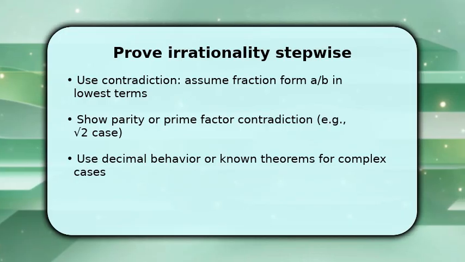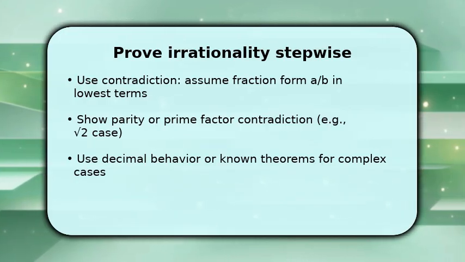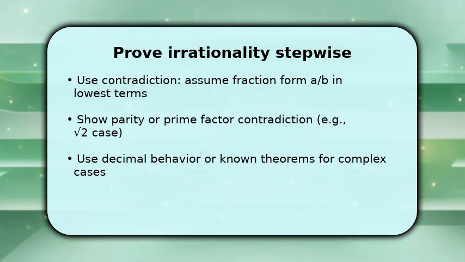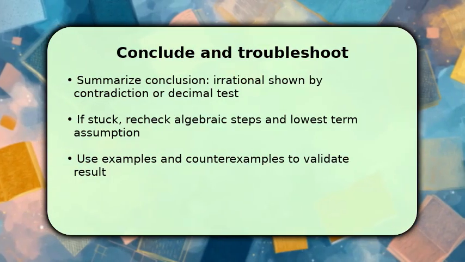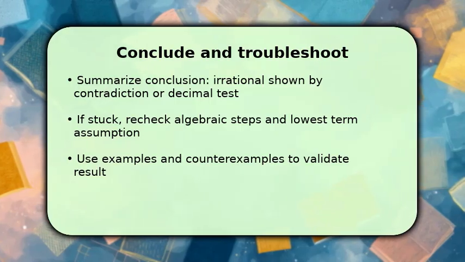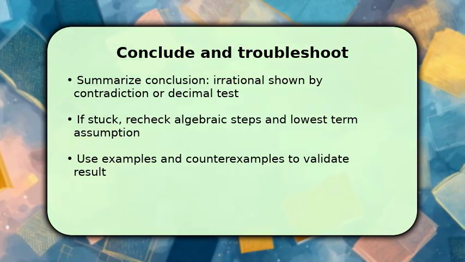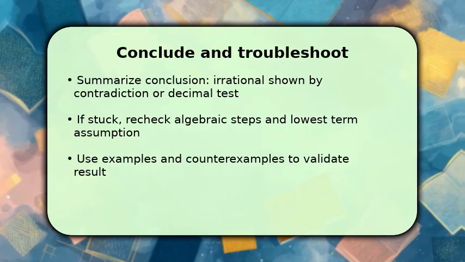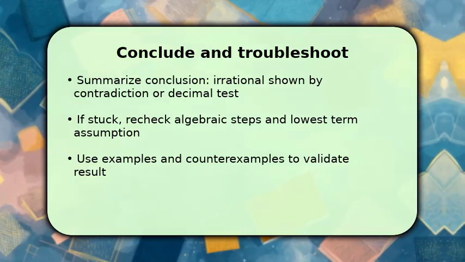If decimals are available, demonstrate non-repeating, non-terminating behavior, or invoke known theorems for roots and transcendental numbers to finish rigorously. You are finishing by assembling the result clearly. State the conclusion. The number is irrational because the contradiction holds or because its decimal fails rational criteria.